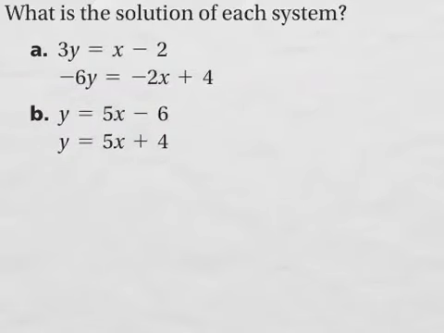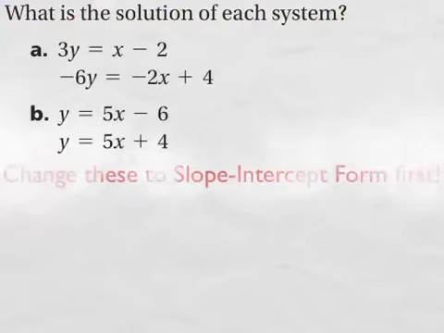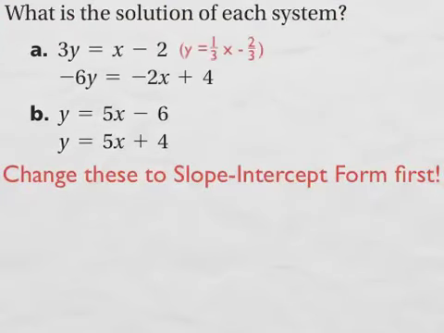This example says, what is the solution of each system? If you notice A, we have 3y equals x minus 2. And then we also have negative 6y equals negative 2x plus 4. What I need to do is I think it would be easiest if I went ahead and got these both in slope-intercept form. So I'm going to take A, and I'm going to divide everything by 3, which gives me y equals 1/3 x minus 2/3.